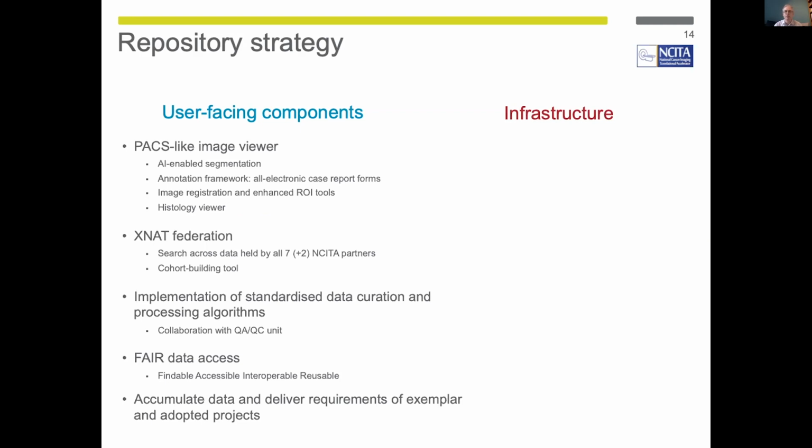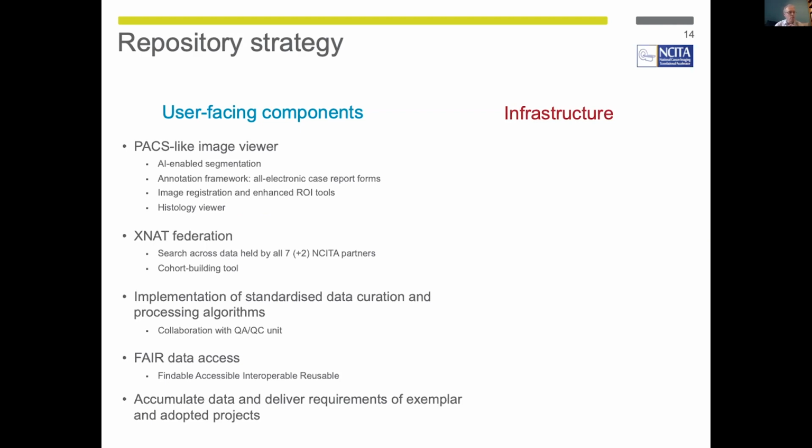So let's look first at the things that we hope to do to make your lives as researchers on imaging trials easier. We want to start with the thing that we think is going to have the most impact, and it's going to be most visual and most noticeable. So as Lorena has already found in Cambridge, being able to view and annotate the research data is already proving extremely popular. Next, we want to exploit the unique advantages of the NCITA network, and I'll talk more about XNAT Federation in a later slide. I've already discussed the standardized data curation and processing algorithms and FAIR data access.